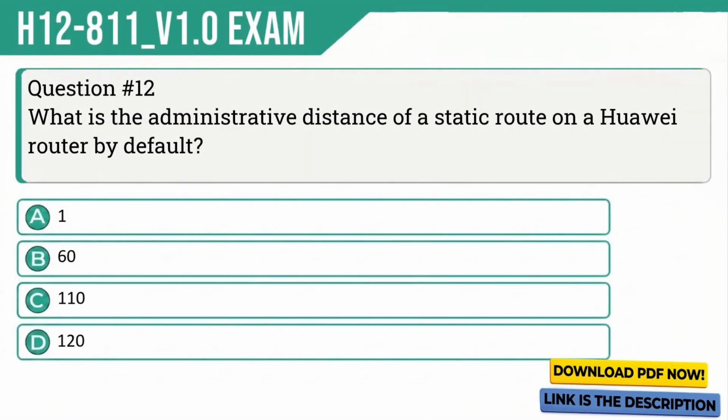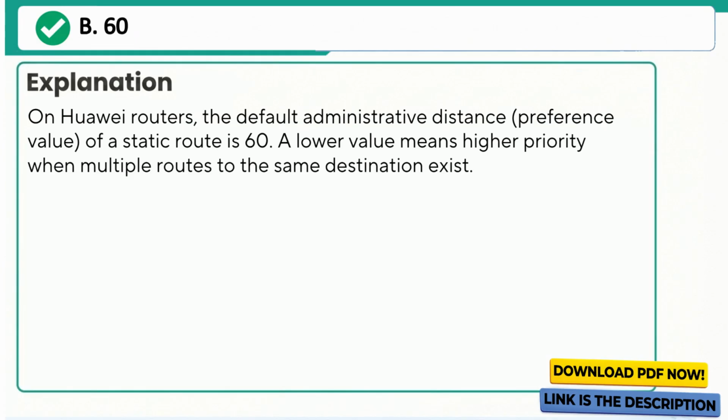Question number 12. What is the administrative distance of a static route on a Huawei router by default? A. 1. B. 60. C. 110. D. 120. Correct answer: B. 60. On Huawei routers, the default administrative distance preference value of a static route is 60. A lower value means higher priority when multiple routes to the same destination exist.